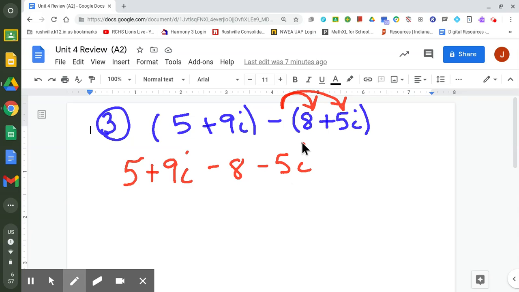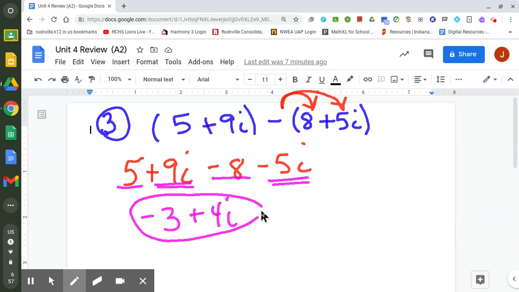And then I'm going to put like terms together. I want the real part first, so I have positive 5 and negative 8, so negative 3. And then plus 9i minus 5i plus 4i. And again, we put the real part first and then the imaginary part.